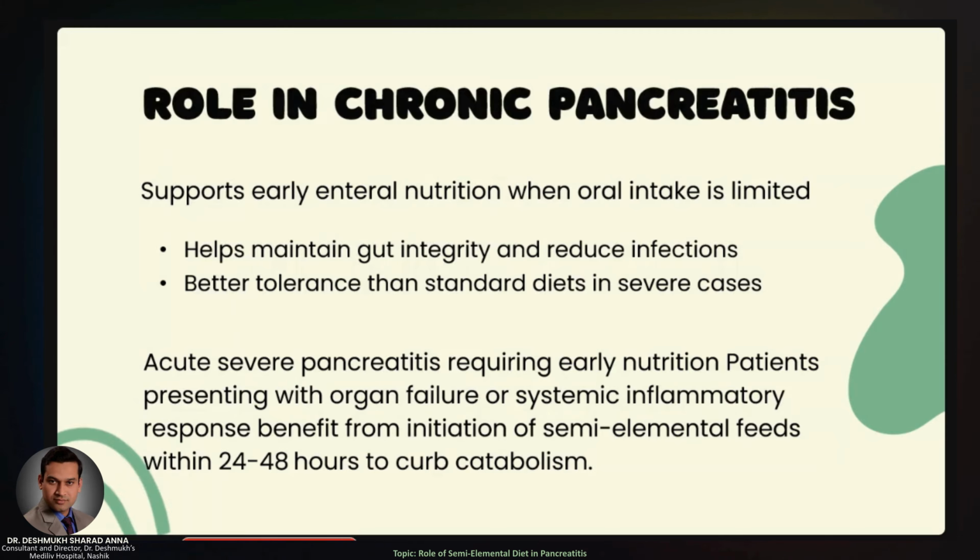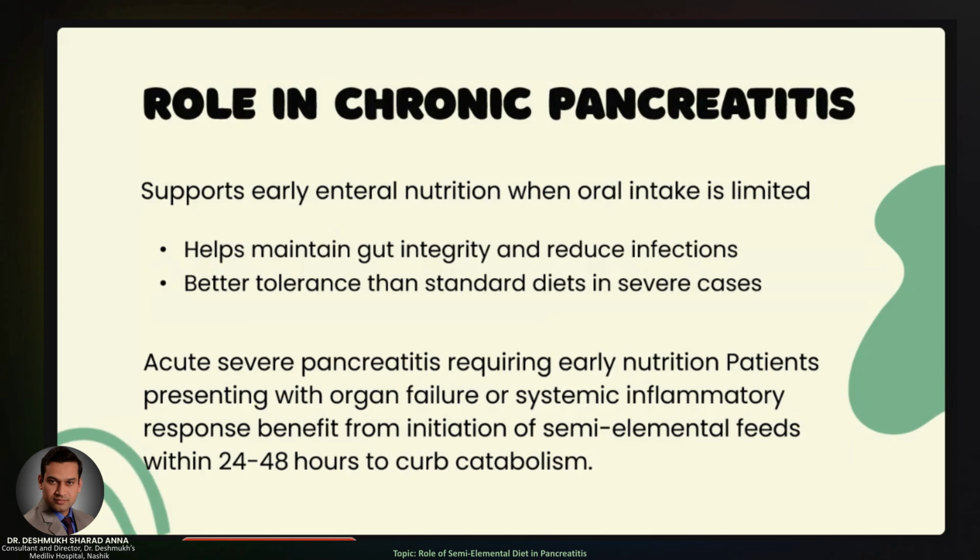So in chronic pancreatitis, it supports early enteral nutrition when oral intake is limited, helps maintain gut integrity, reduces infection, and gives better tolerance than standard diets in severe cases.